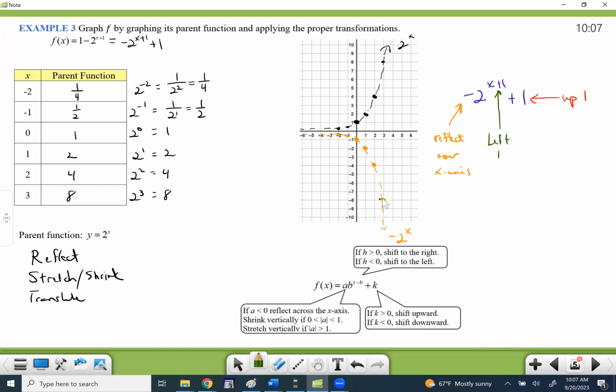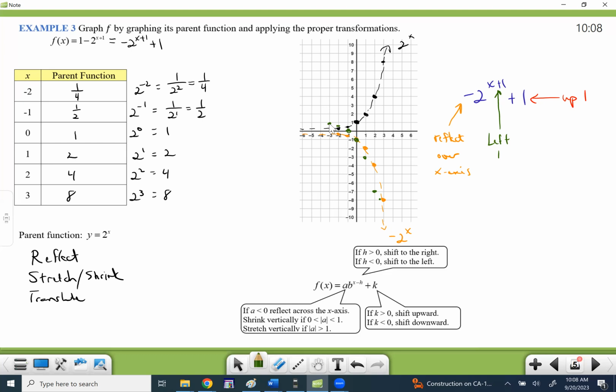So with this one right here, if I go left 1, up 1, I'm here. Left 1, up 1, I'm here. Left 1, up 1, I'm here. That same dot I just covered, left 1, up 1, I'm here. Left 1, up 1 puts me here. And left 1, up 1 puts me here.